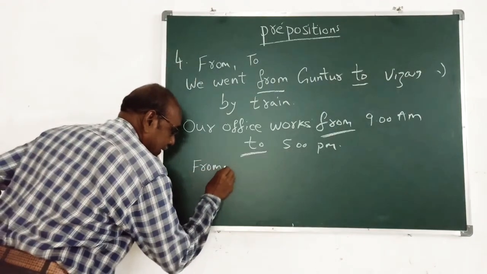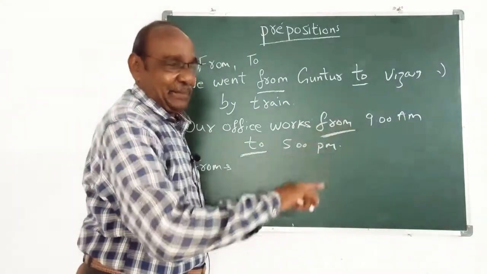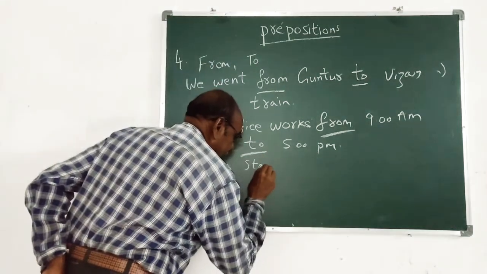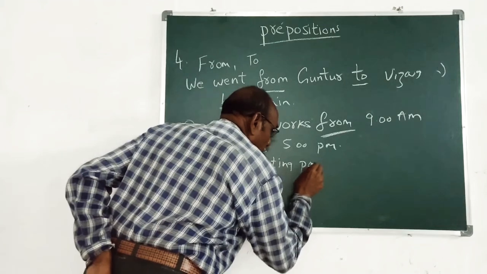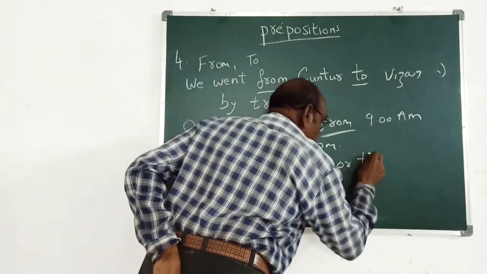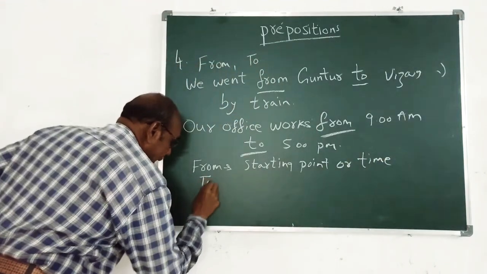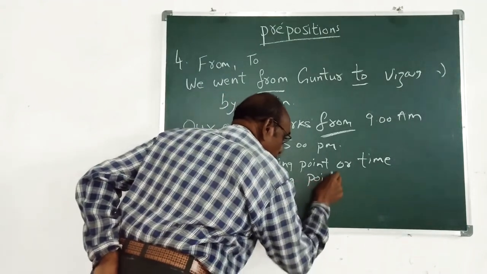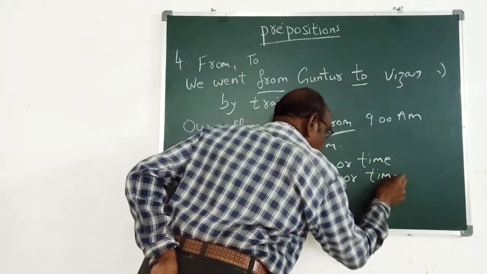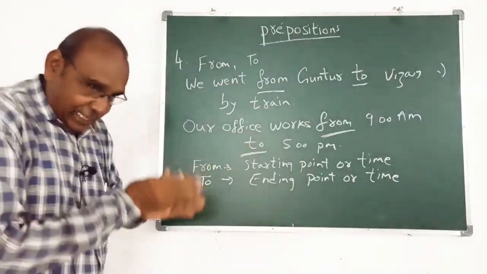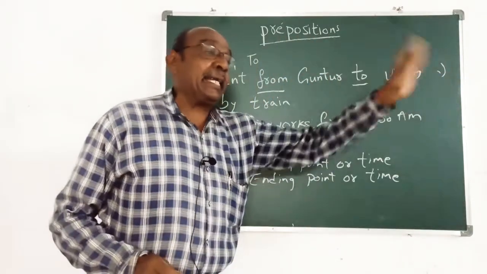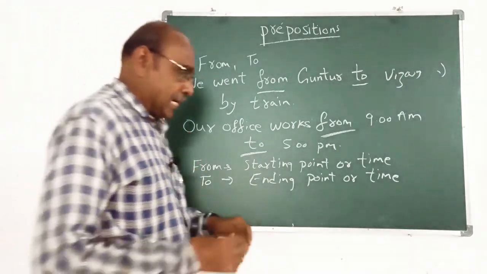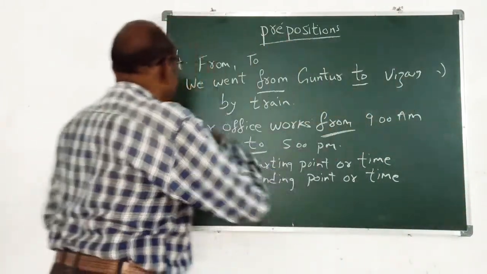From means starting point or time, to means ending point or time. From starting point or time to ending point or time. This is from and to. Okay. Now let's move on to prepositions number 5.